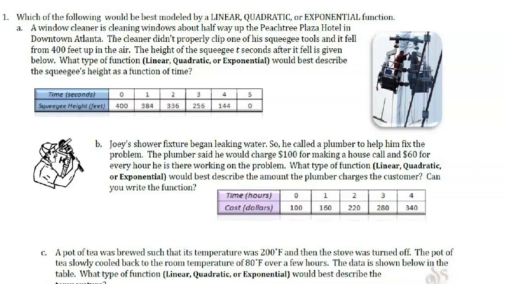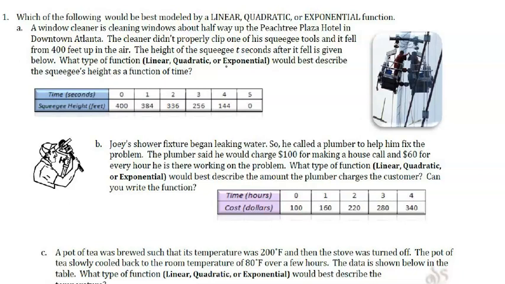A window cleaner is cleaning windows about halfway up the Peachtree Plaza Hotel in downtown Atlanta. The cleaner didn't properly clip one of his squeegee tools, and it fell from 400 feet in the air. The height of the squeegee t seconds after it fell is given below. What type of function, linear, quadratic, or exponential, would best describe the squeegee's height as a function of time?